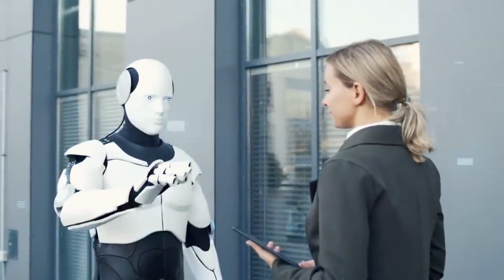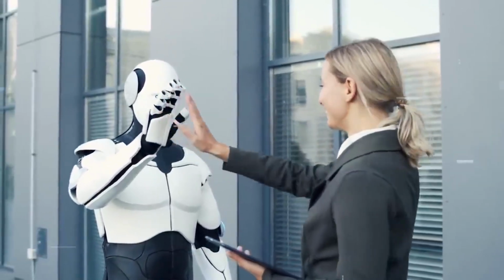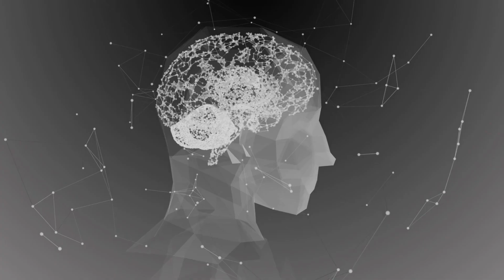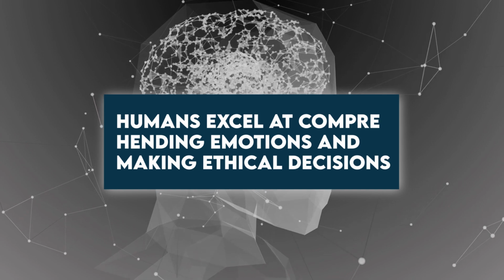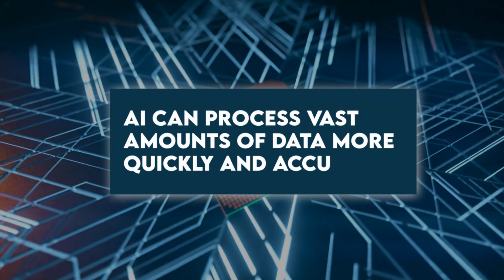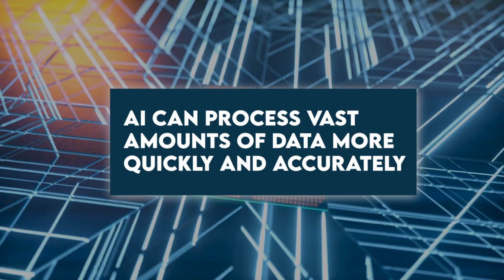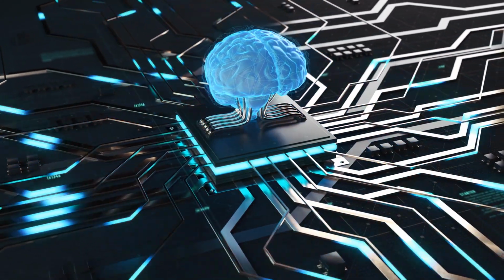Furthermore, this comparison highlights the fact that human and AI learning can complement each other, as they each have their own distinct strengths and weaknesses. For instance, humans excel at comprehending emotions and making ethical decisions, whereas AI can process vast amounts of data more quickly and accurately. Overall, CLIN represents a significant breakthrough in the field of artificial intelligence.